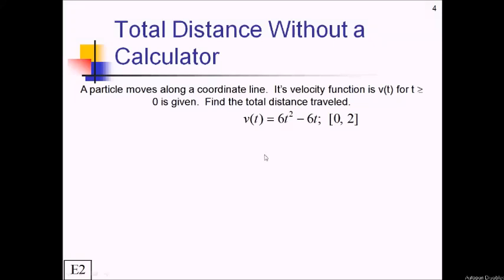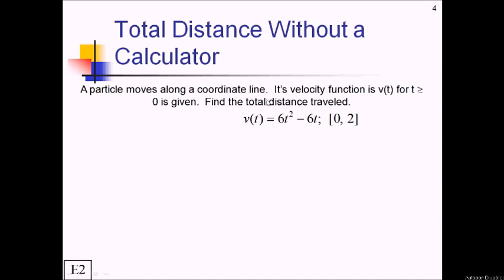For this next example, we have a particle moving along a coordinate line with a velocity function for t greater than or equal to 0 given as follows. This will be 6t squared minus 6t. We want to find the total distance traveled on the interval from 0 to 2. So pause the video and give this a first attempt. Did you end up with an answer of 4? If so, then you made a good try, but you were missing something in between.